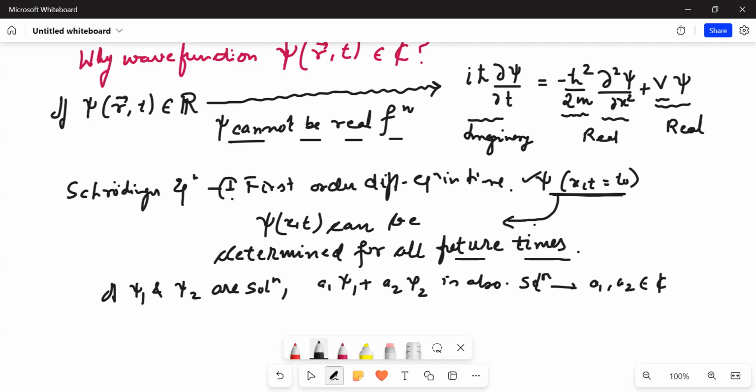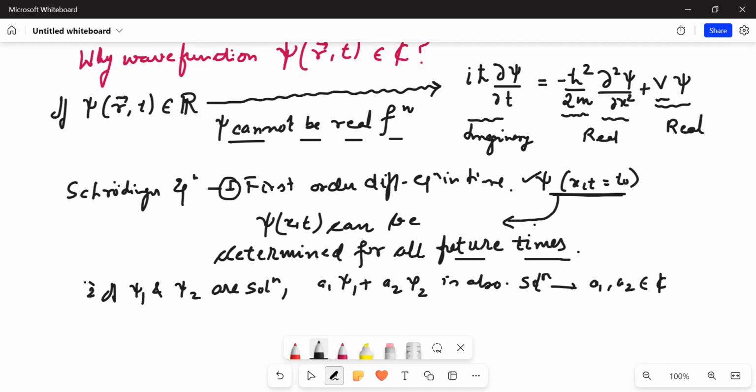So the first thing that is clear is that the Schrodinger equation is a first order differential equation in time. That is, if you know the wave function at some time, let's say at t equal to t naught, then you can determine it for all future times. Because once you know the initial condition, when solving a first order differential equation you may get an arbitrary constant, and that arbitrary constant can be found from some initial condition.